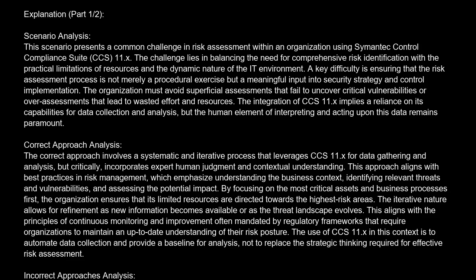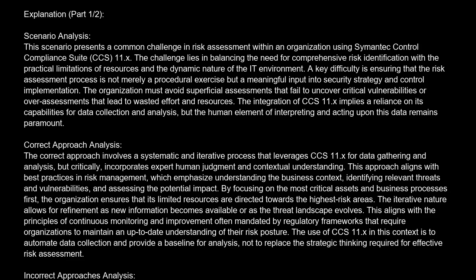A key difficulty is ensuring that the risk assessment process is not merely a procedural exercise, but a meaningful input into security strategy and control implementation. The organization must avoid superficial assessments that fail to uncover critical vulnerabilities or over-assessments that lead to wasted effort and resources. The integration of CCS 11.x implies a reliance on its capabilities for data collection and analysis, but the human element of interpreting and acting upon this data remains paramount.